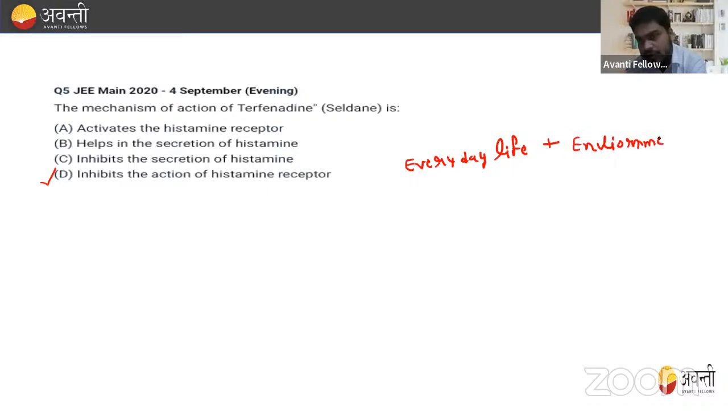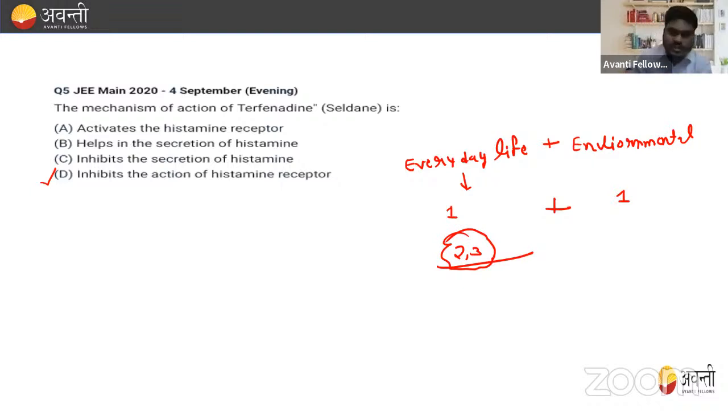Environmental chemistry. Out of these two chapters now, definitely one question was coming from each chapter. That is 1 plus 1, it will become 2. Or many times two questions, sometimes it also happens that two questions come from the same chapter, that is everyday life or environmental chemistry. So for you, for 2 to 3 questions, what do you need to study for these 2 to 3 questions, right?